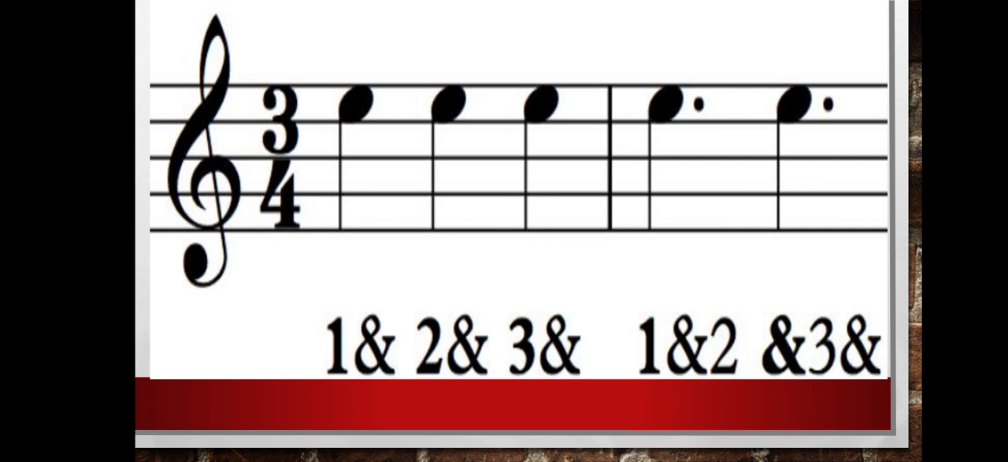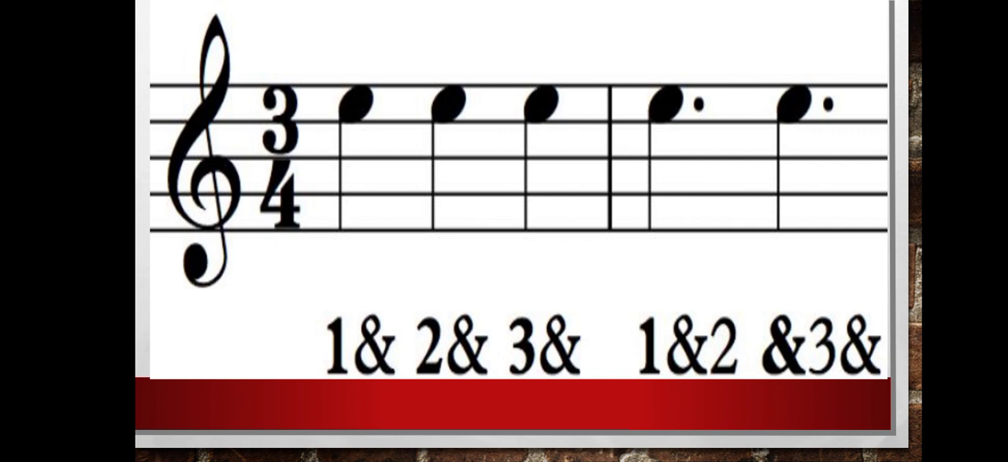4 represents a crotchet. Therefore we are going to have 3 crotchets in one bar. Look at the first measure, or the first bar. We are seeing there are 3 crotchets following each other, and after that there is a bar line or a measure line. And after that we are seeing there are 2 crotchets which are dotted.